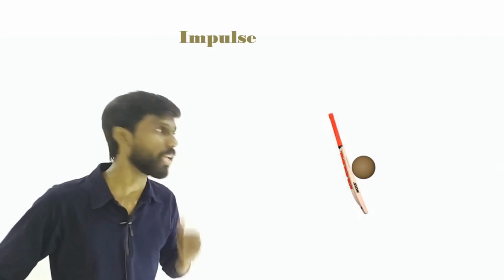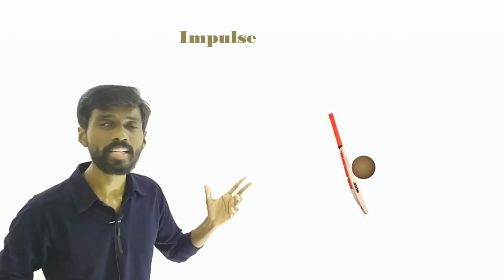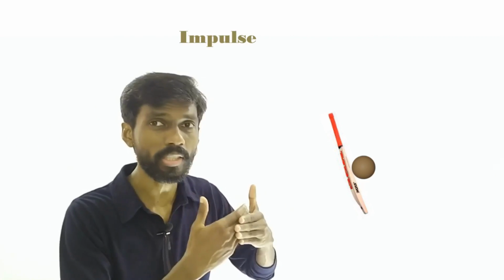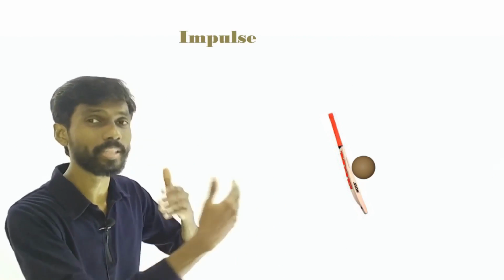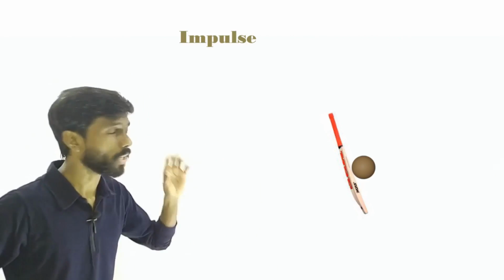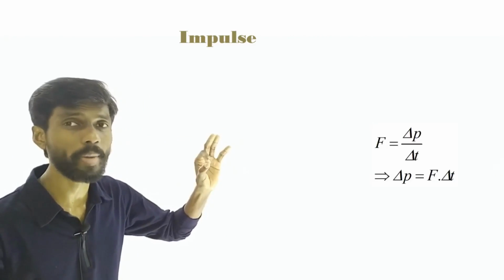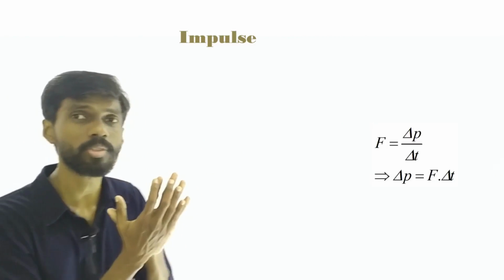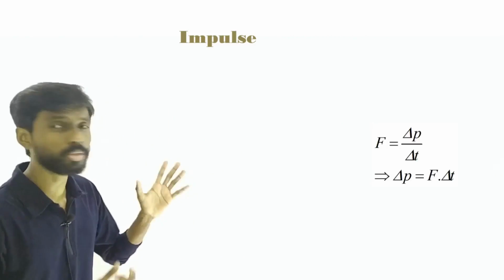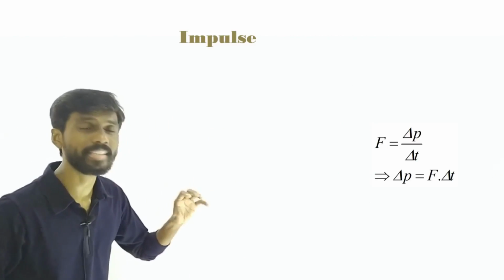Do you understand? See, what is force? If the force is taken to be constant during the interval of time the ball is in contact with the bat, then what is force? Delta P, the change in momentum, divided by the time duration. Now if you multiply the force by the time duration, that is the change in momentum.